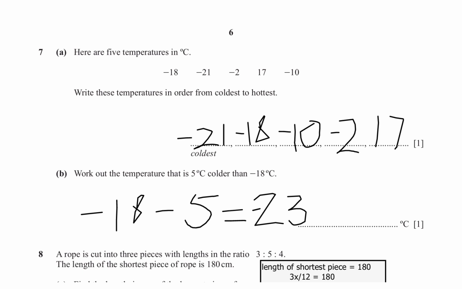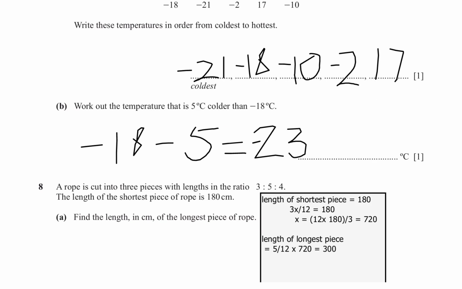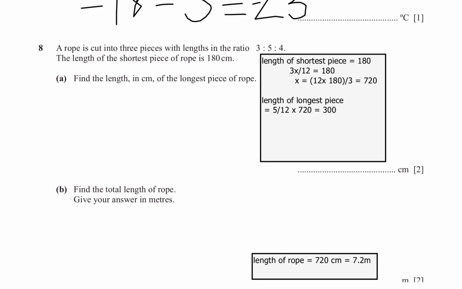Work out a temperature that is 5 degrees colder than minus 18 degrees Celsius. So we will subtract 5 from minus 18 degrees Celsius. So minus 18 minus 5 is equal to minus 23 degrees Celsius.